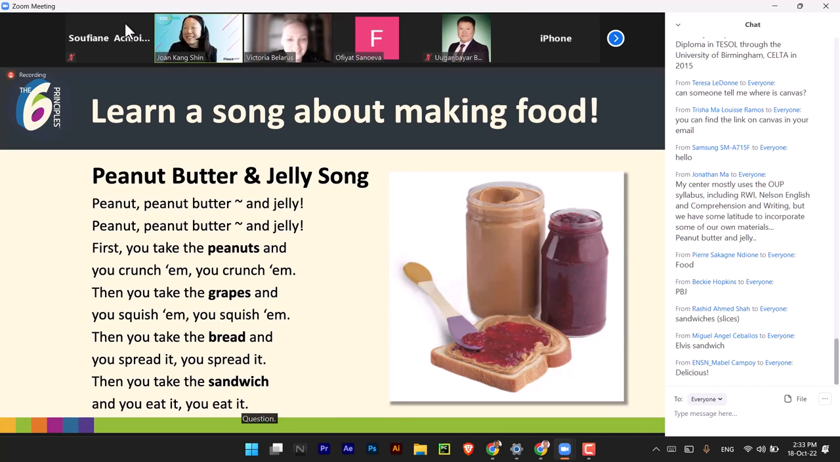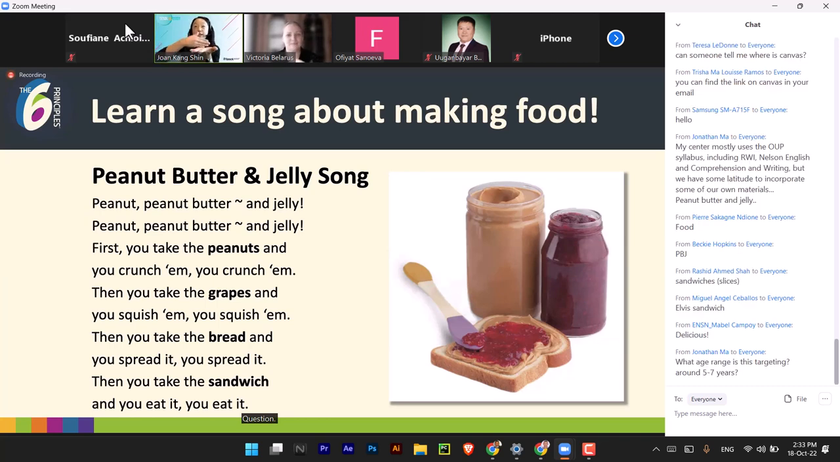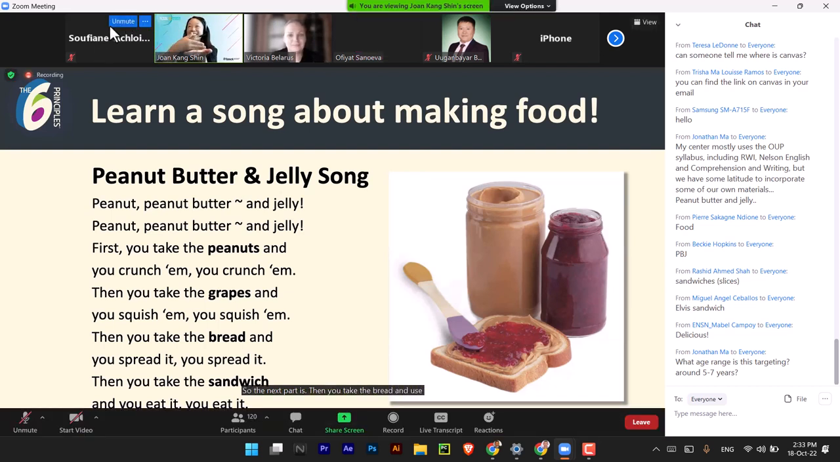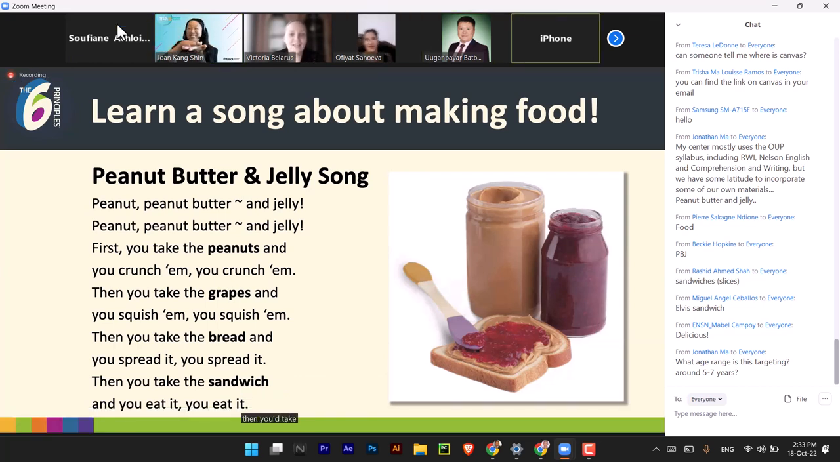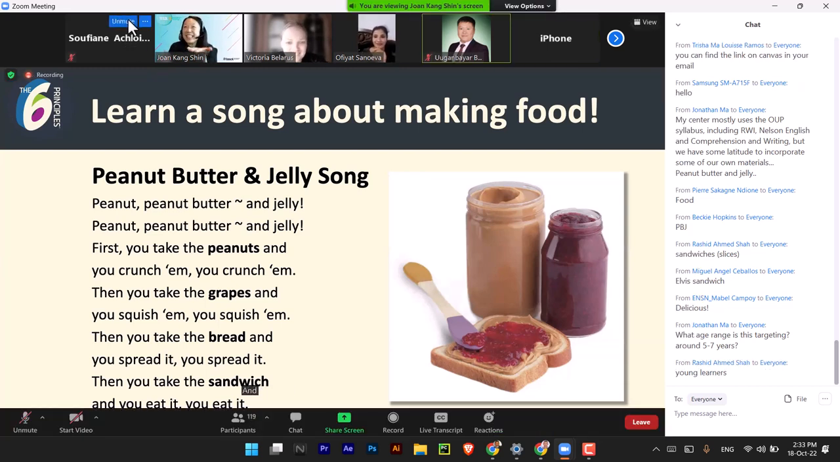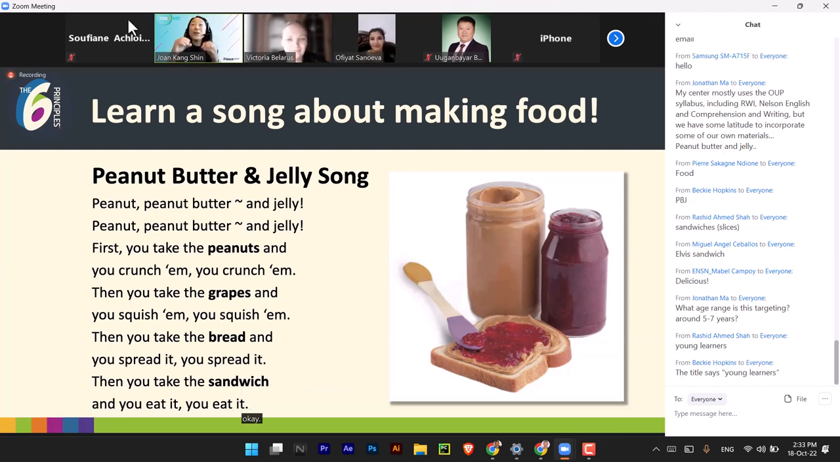So then the next step is you take a piece of bread and then you take some peanut butter and spread it. And then you take some jelly and you spread it. Okay, so the next part is then you take the bread and you spread it. Go ahead, try it. Excellent. Then you put another piece of bread on top. And then you take the sandwich and you eat it.